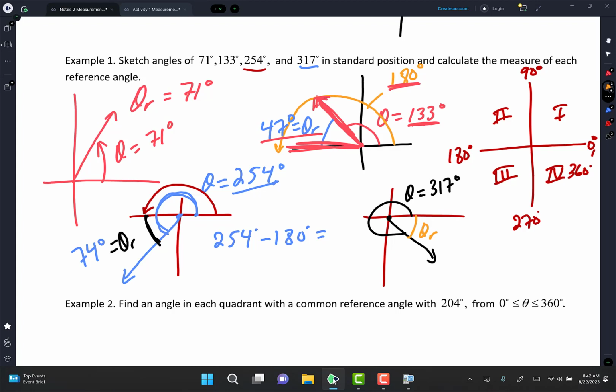So how would I calculate theta r this time? I subtract it from 360. So 360 minus 317 degrees. What do we get? 27, 37, 47, 57, 43. 43 degrees. That's your reference angle. I always call that theta r, put a little degree symbol, because it's a degree. If you don't put a degree symbol, it's a radian. They're unitless. It just means how far you rotate.